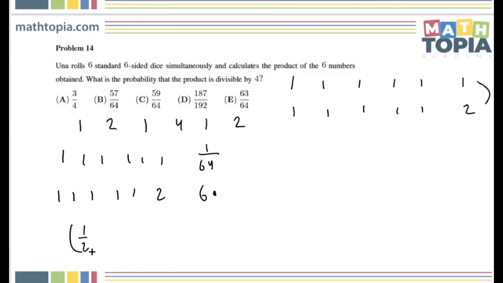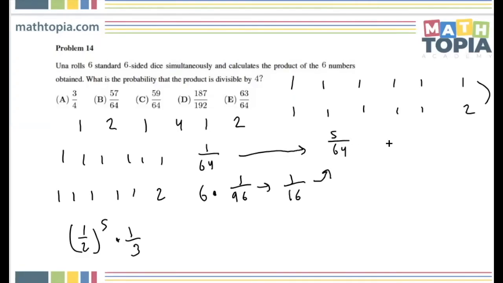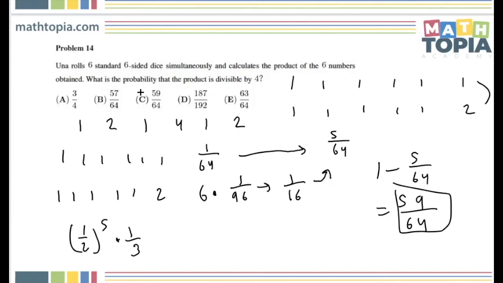It's just 1/2 to the power of 5 times a third, which is 1/32 times 1/3, which is 1/96th, right? 1/96th. So that just becomes 1/16th, right? So basically, the probability that the product is not divisible by 4 is just the sum of these, which is 5 over 64. Therefore, the probability that the product is divisible by 4 is 1 minus this, which is equal to 59 over 64. And that would be answer choice C. Right, 59 over 64. Nice.